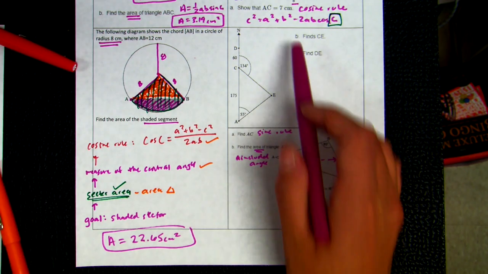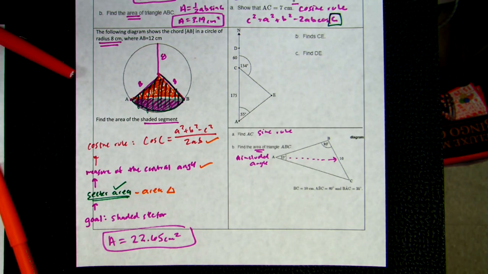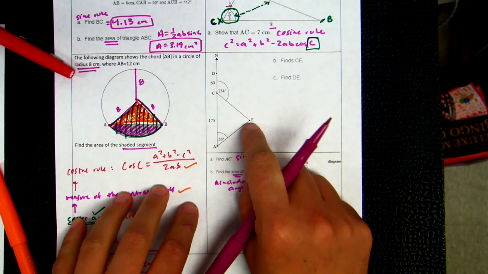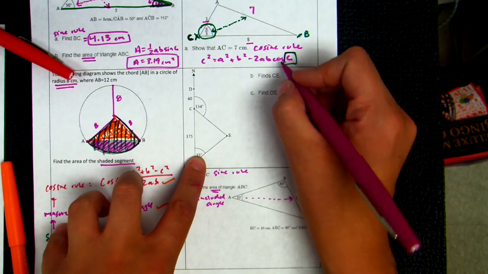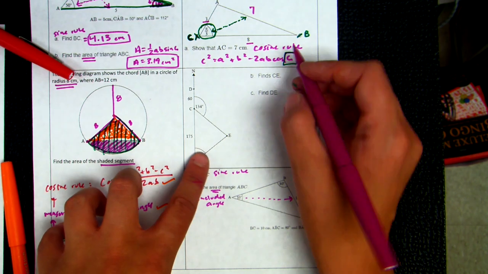Okay, a couple of hints on this one over here. In order to find CE, there are a couple of hints you need to know. This is a missing side. In order to find a missing angle, remember two things.